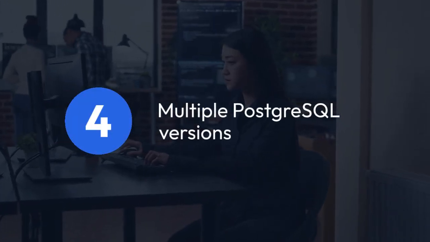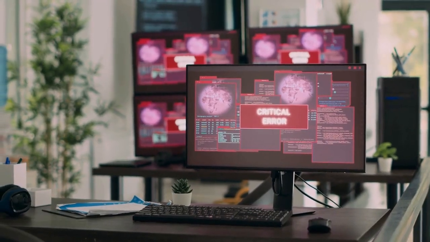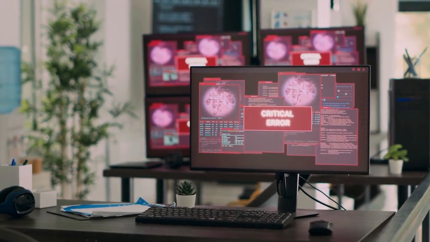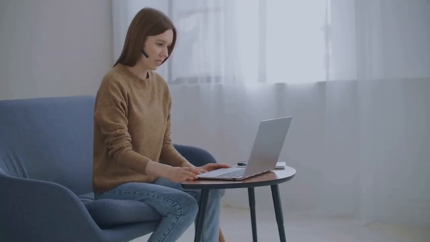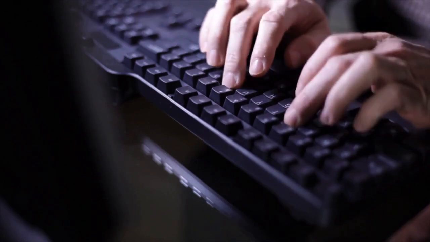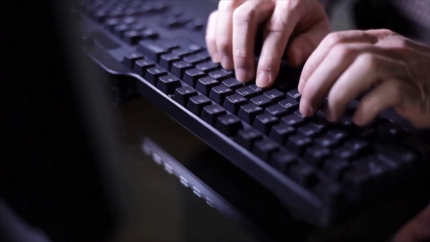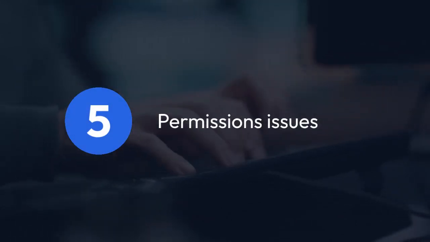4. Multiple PostgreSQL versions. If you have multiple versions of PostgreSQL installed, it's possible that the system is picking up the wrong one. Try specifying the exact version you intend to use in your installation instructions, or by setting environment variables to point explicitly to the correct PostgreSQL version's directory. This will prevent conflicts between installations.